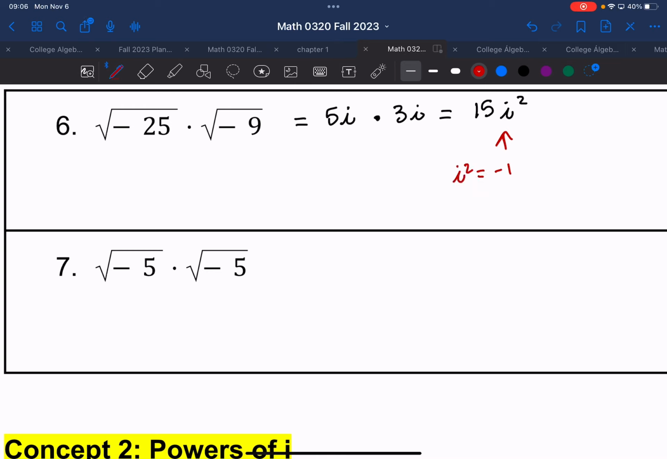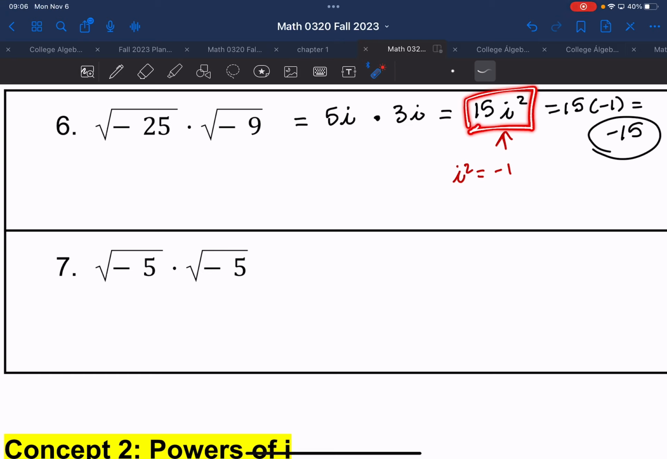Okay, that is just part of our definition. So that means we have 15 times -1, which is -15. That is our answer. So on an exam, if you leave this as 15i squared, that is not simplified. You'll get some points for getting to that answer, but you have to remember that i squared is -1.